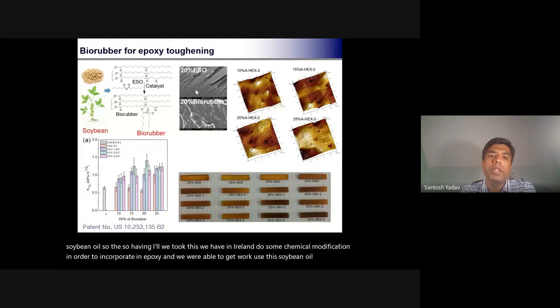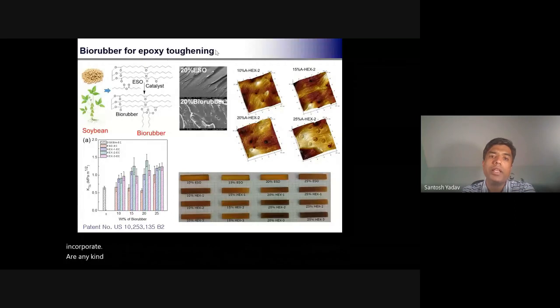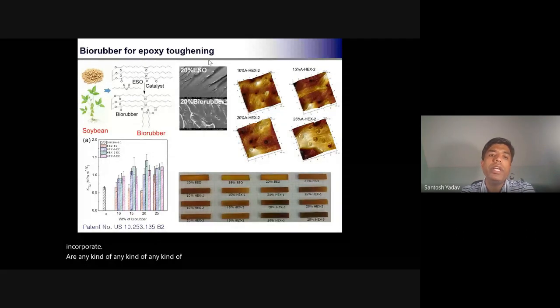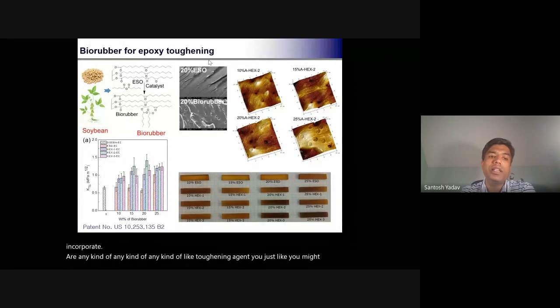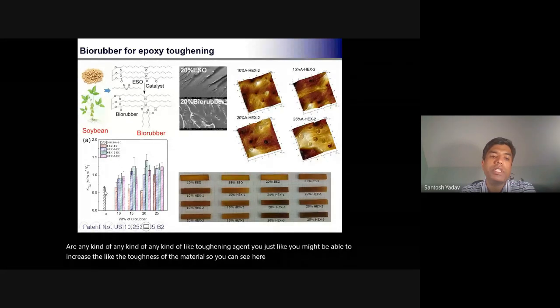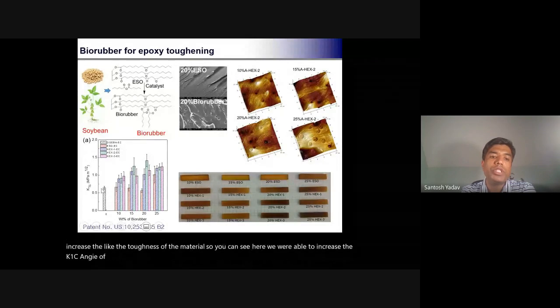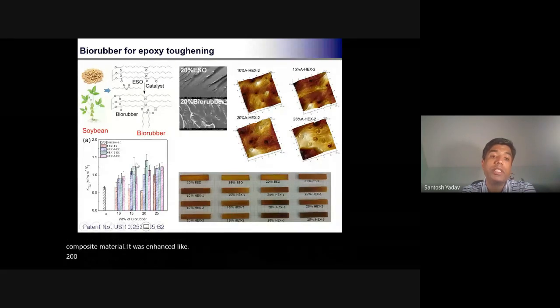As some of you might be familiar, epoxy polymer is very brittle. So if you incorporate any kind of toughening agent, you might be able to increase the toughness of the material. You can see here we were able to increase the K1C and J1C values, which are the basic measurement of the energy required to break the composite material. It was enhanced by like 200%, in some cases 250%. This was a pretty huge enhancement.